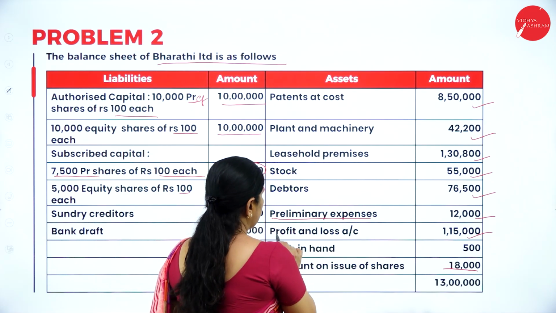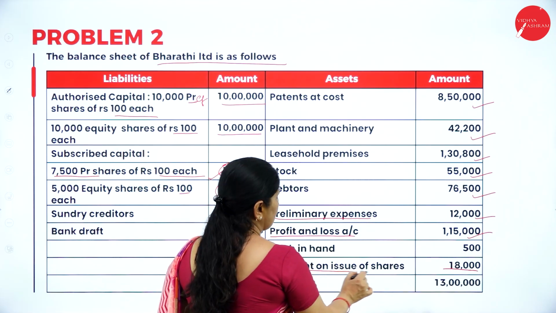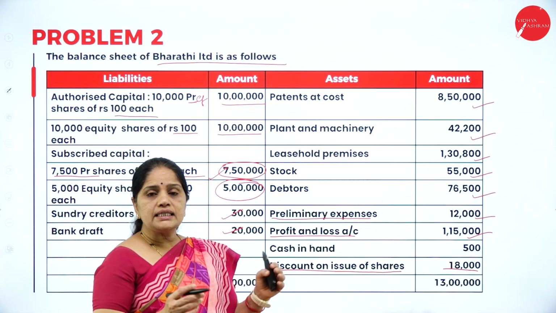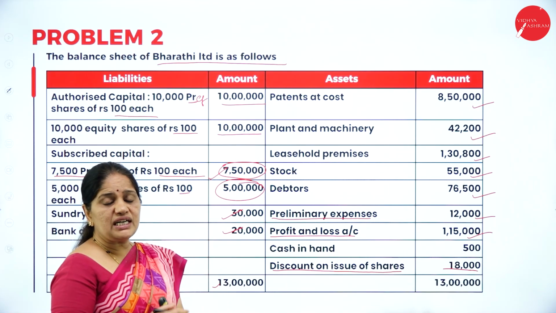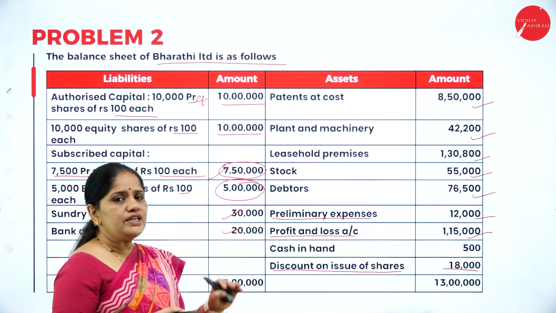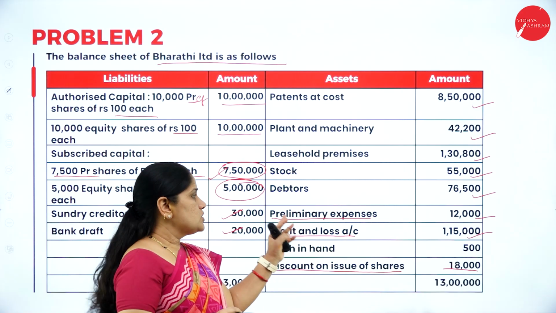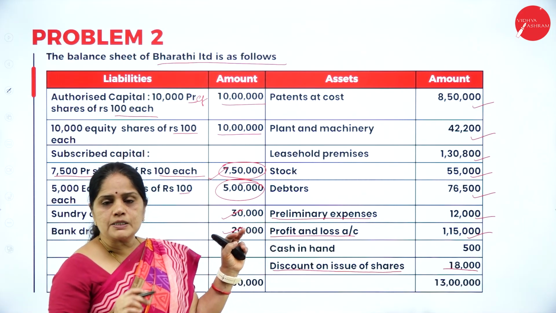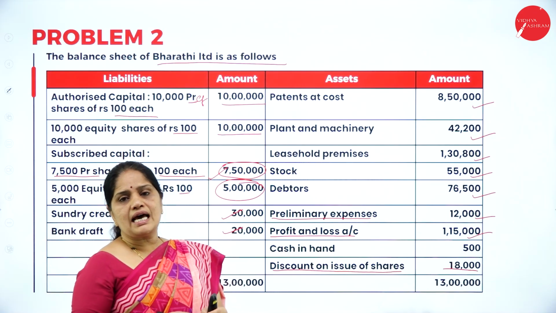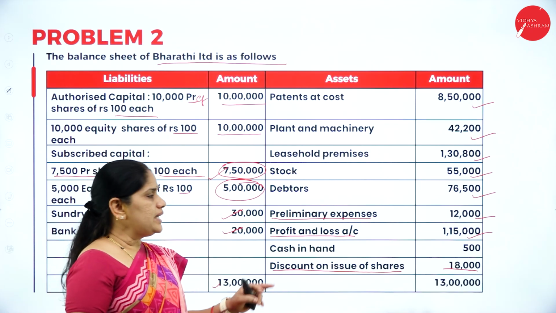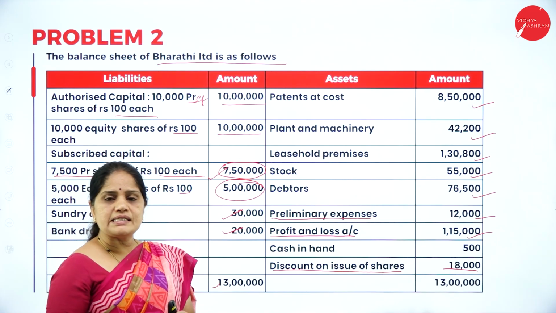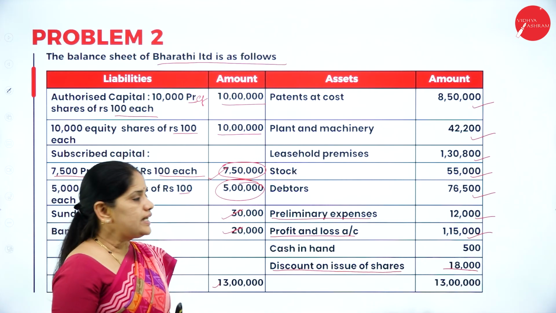So we have the preliminary expenses, profit and loss account, and discount on issue of shares. Why are they called fictitious assets? They appear on the asset side of the balance sheet, but they are not assets. They are losses of the company which will be shown on the asset side. The preliminary expenses are the expenses incurred in the formation of the company, and every year a part of the preliminary expenses will be written off as deferred expenditure.